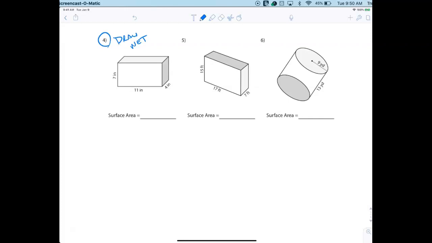All right, so again, let me make sure I'm perfectly clear. Number 4 is your only problem. All you have to do is draw the net, because that's important on ERBs. Then you have to calculate the surface area. You can use the net to find the surface area, or you can use the formula. All right, anybody have any issues?